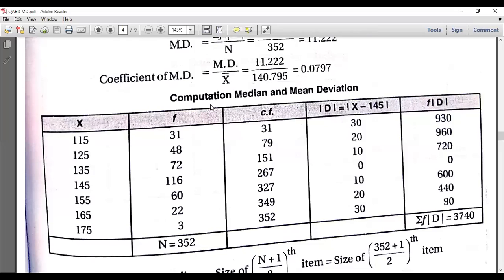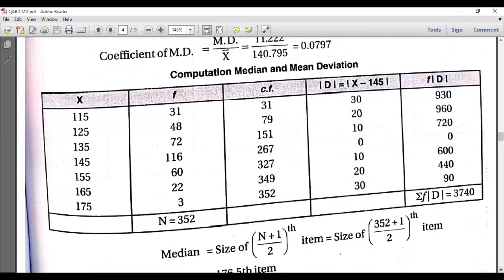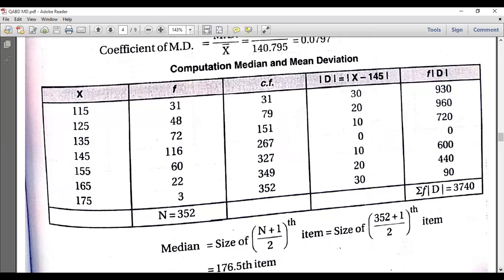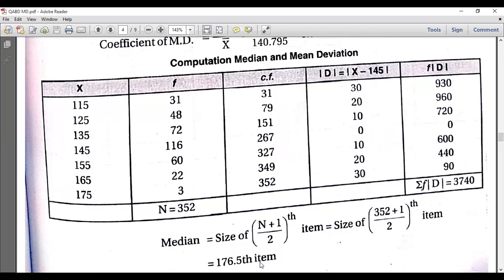To calculate mean deviation through median, the first step we need to arrange the data, already arranged. Then we need to calculate cumulative frequency. After calculating cumulative frequency, we need to find out the median, like size of n plus 1 by 2. N is 352 plus 1, we'll get the value is 176th item. 176th item we need to find out.